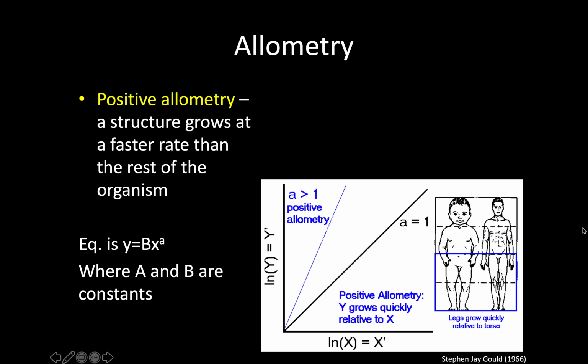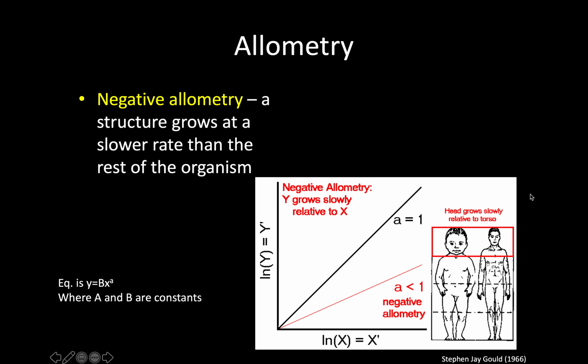So here we have another example with some more creepy human diagrams. We're really loading up the creepy human diagrams today, sorry. First with the baby skeleton and now this. But positive allometry means a structure grows at a faster rate than the rest of the organism. For example, legs grow much faster than the torso does. All right, these are from Stephen Jay Gould's diagrams in 1966. The equation for allometry is y equals bx to the a, where a and b are constants. You don't need to know that, but that's what it is. Negative allometry, the head grows slowly relative to the torso. Just like we discussed, the head grows much more slowly.